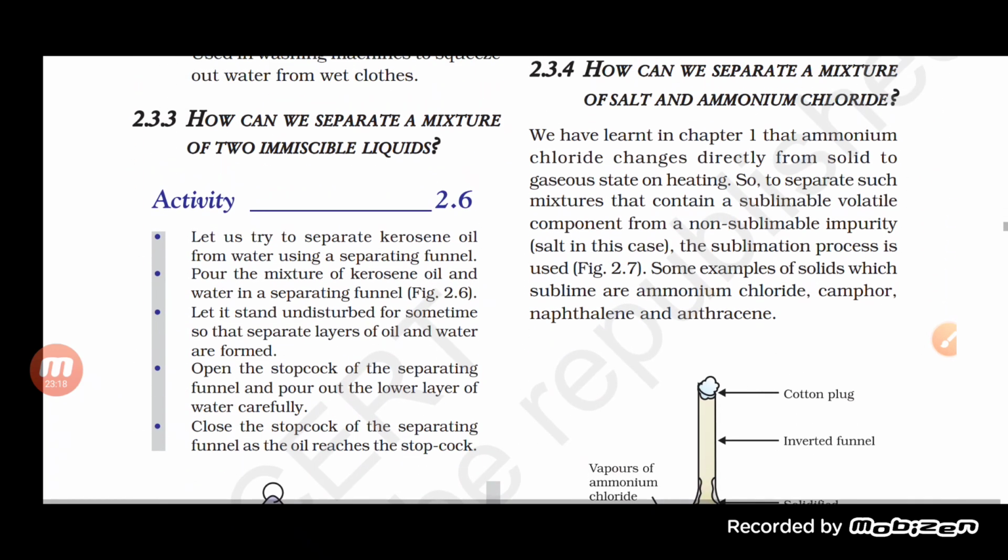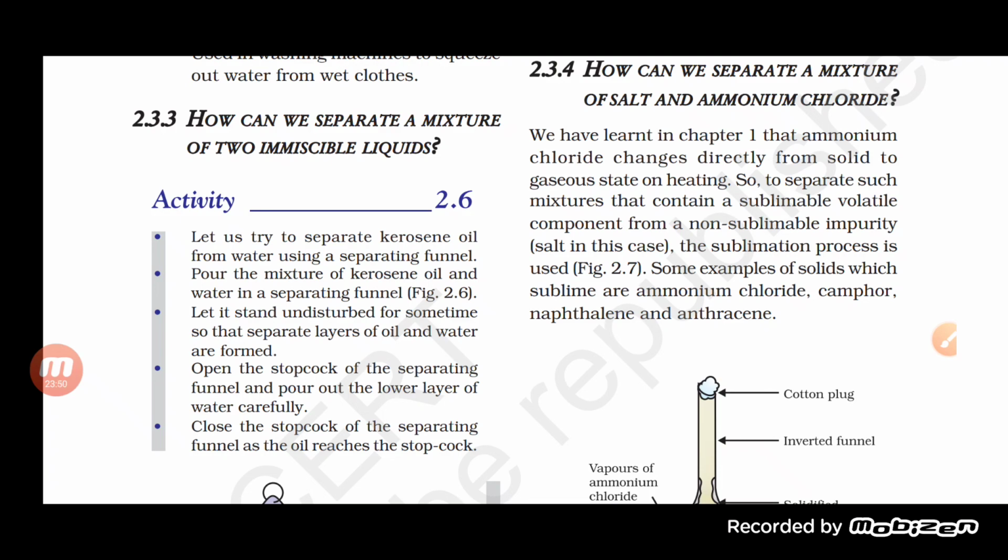Now let us start with how we can separate a mixture of salt and ammonium chloride. Is it possible to separate ammonium chloride and salt? If yes, then how? Ammonium chloride changes directly from solid to gaseous state on heating. So to separate such a mixture that contains a sublimable volatile component from a non-sublimable impurity, the sublimation process is used.